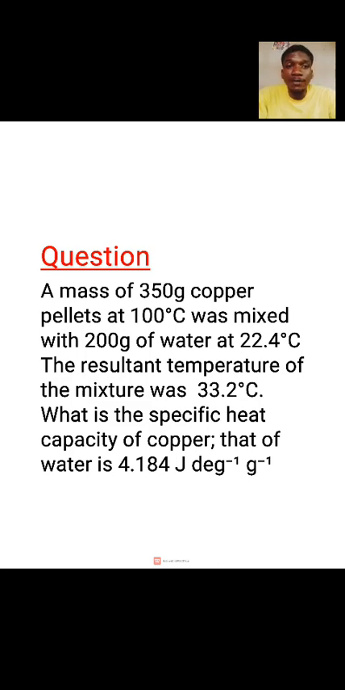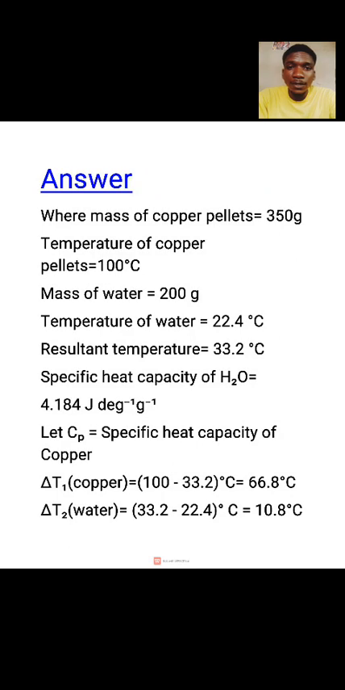First of all, let us recall what specific heat capacity is. Specific heat capacity is a physical property of a substance, which is the amount of energy required to increase the temperature of one unit of the substance by 1 degree Celsius. So from the question, we are asked to calculate the specific heat capacity of copper, given the specific heat capacity of water. Here is the answer to the question.